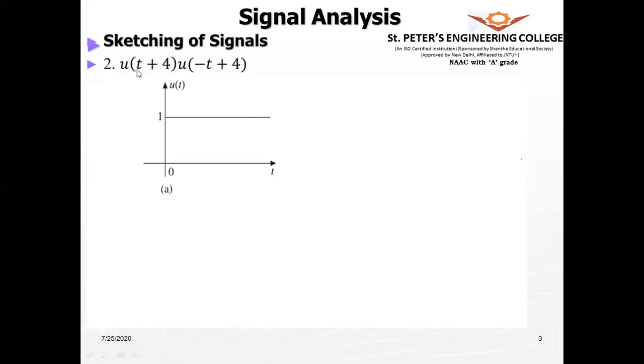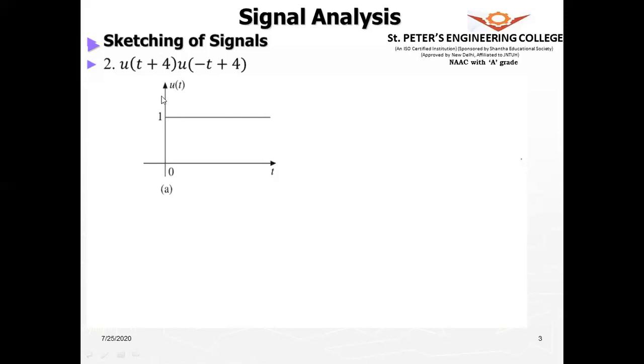So now if you see here, this is a simple signal which is only advanced by minus 4. So that means minus of minus 4 becomes plus 4. Whereas here, t is in the reflection.